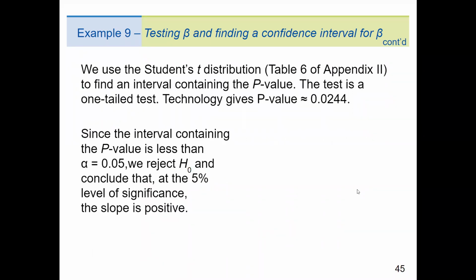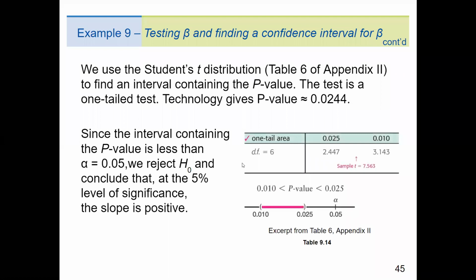We use the Student's t distribution, table 6 of appendix 2, to find an interval containing the p-value. The test is a one-tailed test. Technology gives a p-value roughly equal to 0.0244. Since the p-value is less than 0.05, we reject the null hypothesis and conclude that at the 5% level of significance, the slope is positive. Here's all your supporting data.